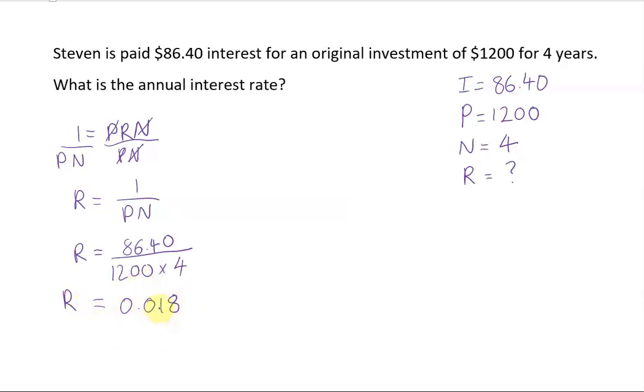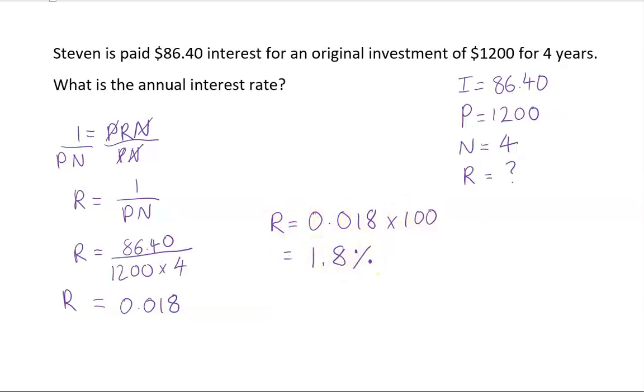And when we're talking about interest rates, we always give them as percentages. So to convert this decimal to a percentage, we need to multiply by 100. So the interest rate is 0.018 multiplied by 100, and that equals 1.8%, which is much better.